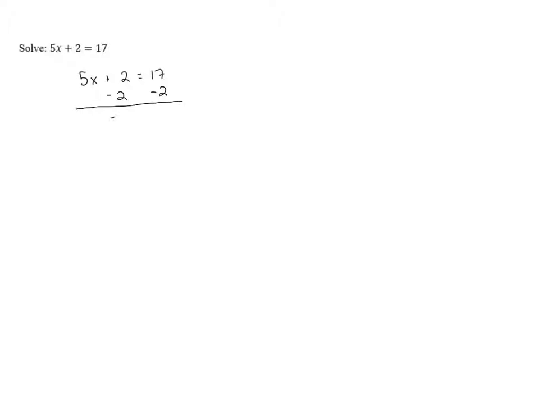When we do this, we're left with 5x on the left, because the positive and negative 2s canceled. And then on the right, 17 minus 2 is 15. Now we have 5x equals 15. The only thing that we have to get rid of on the left is the 5. And to get rid of that 5, we need to divide by 5, because x was being multiplied by 5. And so we divide both sides of the equation by 5. On the left, 5x divided by 5 is just x, and on the right, 15 divided by 5 is 3.